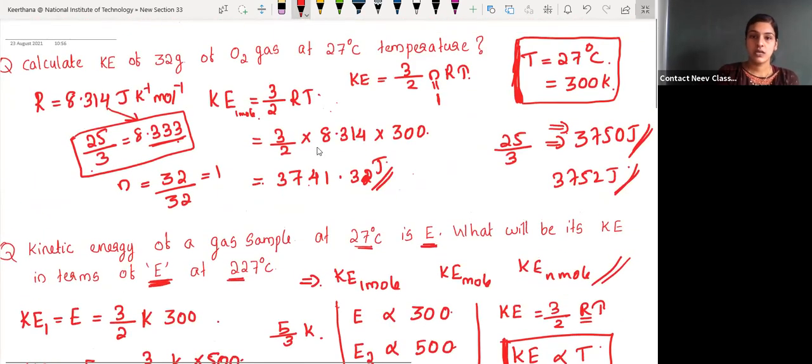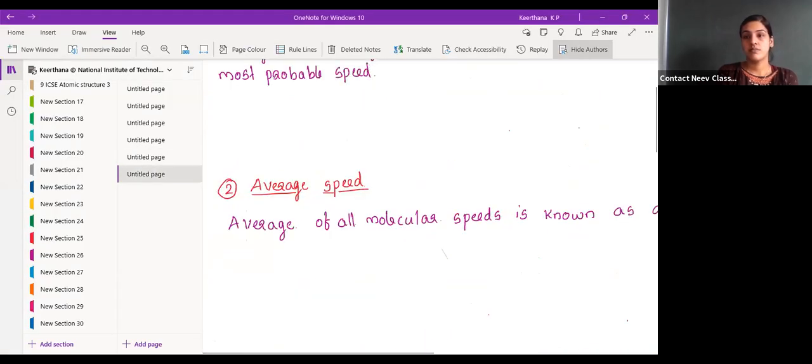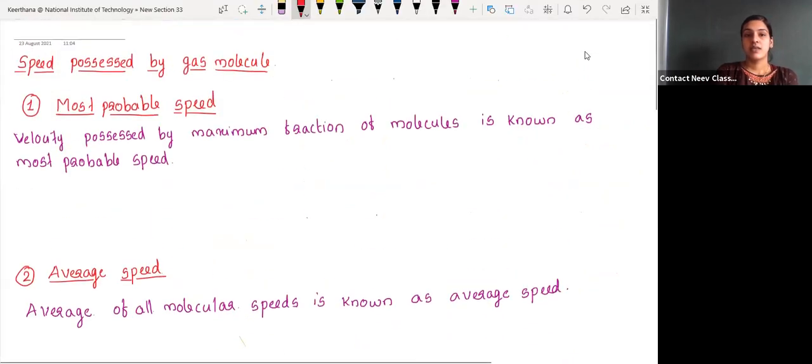The next one is speed possessed by gas molecules. As we know, gases are in random motion and they will collide with each other and their speed will change, and the molecules will have different speeds. To express the speed, we usually use these 3 speeds: one is mean average speed, one is root mean square speed, and the next one is most probable speed.